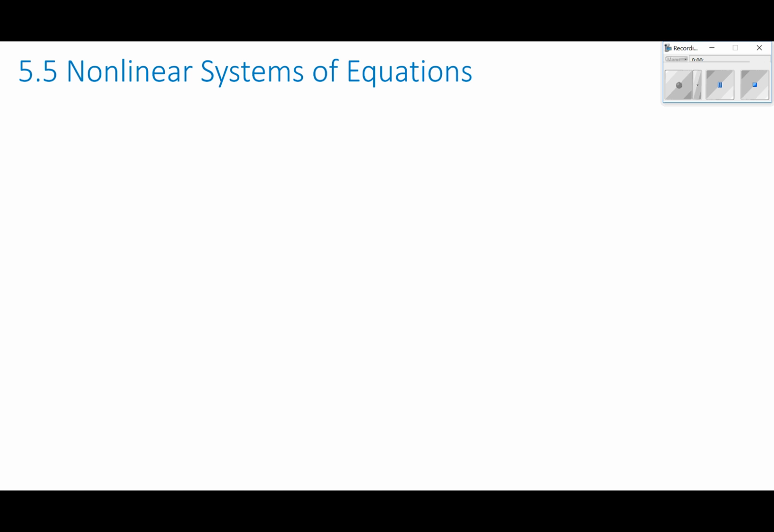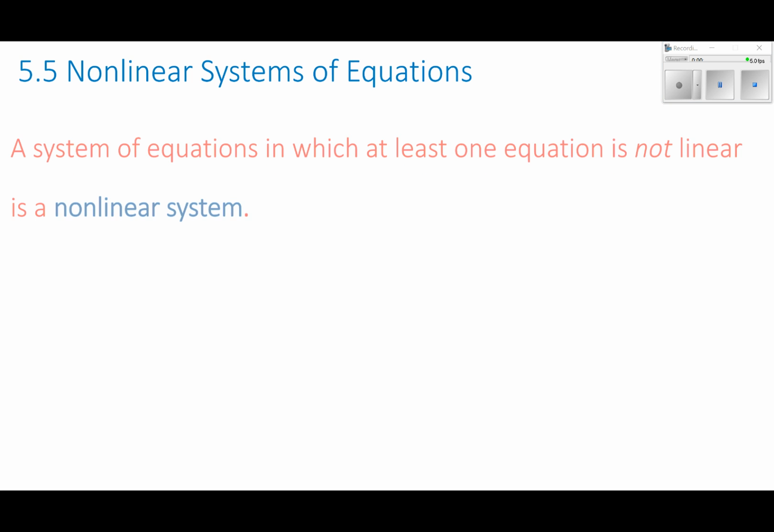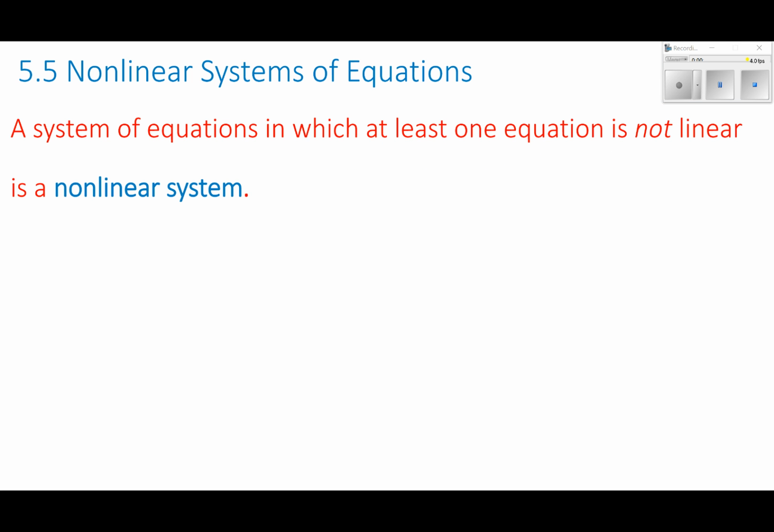So class, this will be section 5.5, dealing with nonlinear systems of equations. Just like it sounds, it's a system of equations in which at least one equation is not linear. An example of an equation that's not linear would be something with a squared in it, which creates a parabola. If we have at least one equation that is not linear, it's called a nonlinear system.